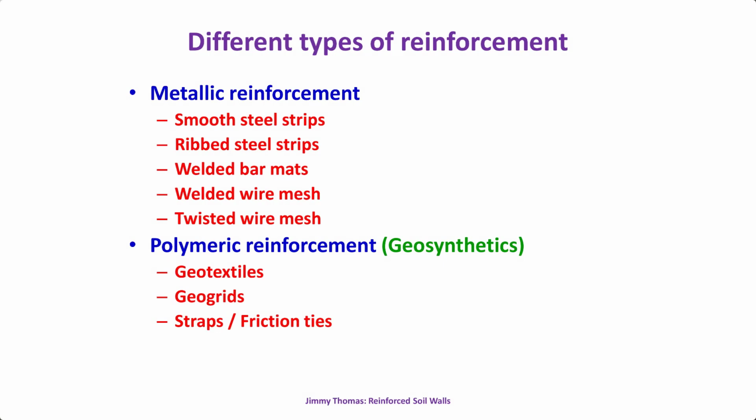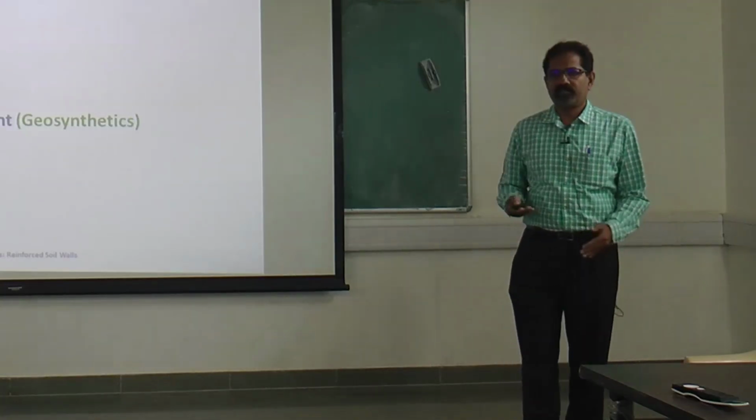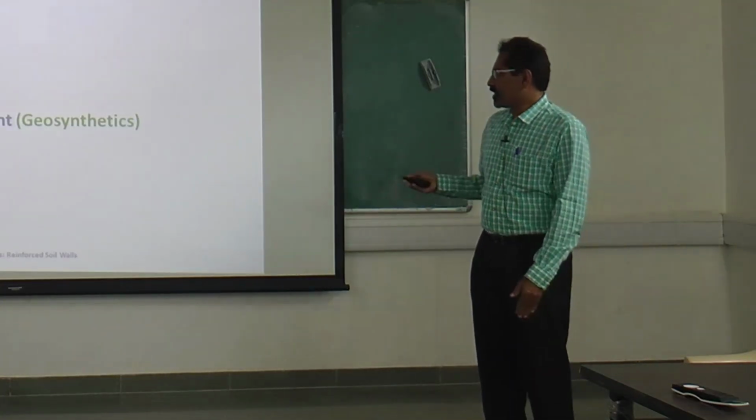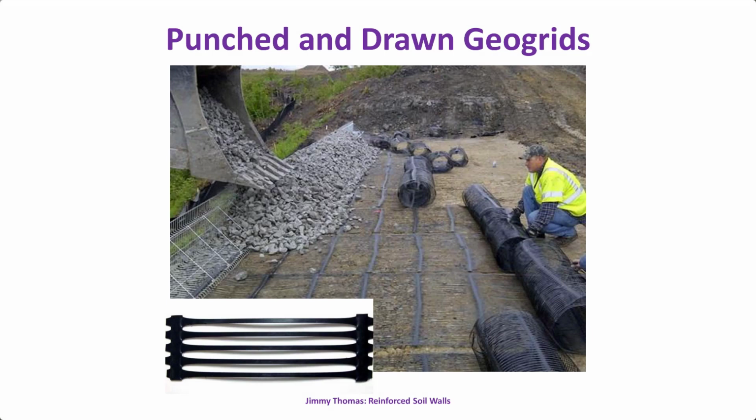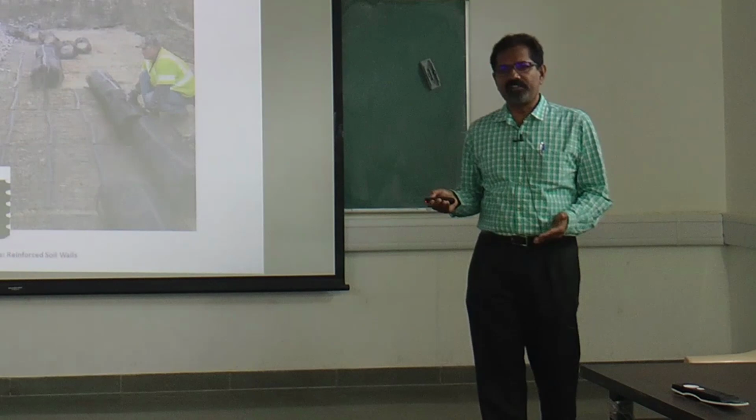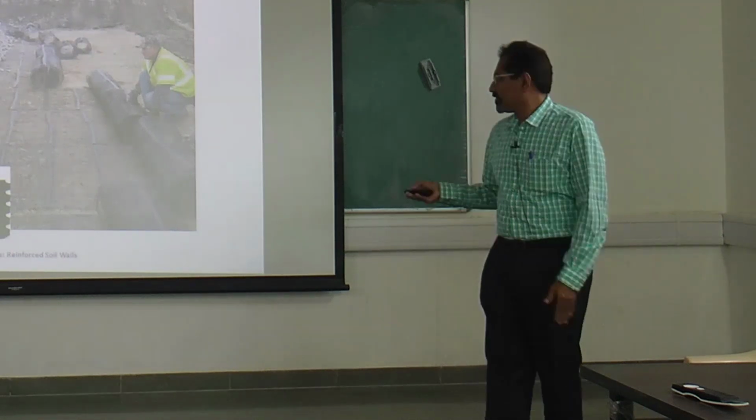Now we have different types of reinforcement. Metallic, there are so many varieties. Then polymeric or geosynthetics: geotextiles, geogrids or polymeric straps. Our focus is going to be on the geosynthetic reinforcement. So, different types of geogrids. This is the punched and oriented geogrid, one of the first geogrids to be developed, mostly made of high density polyethylene, also called stiff grids.